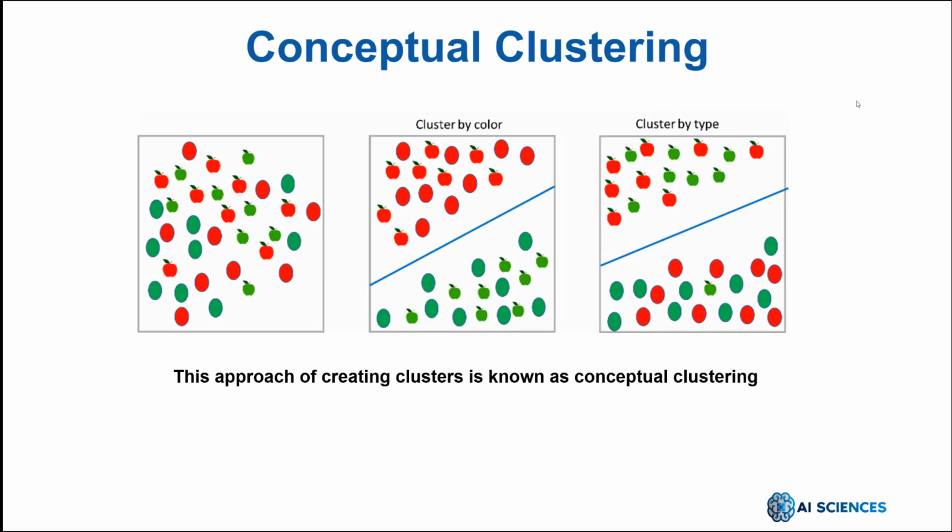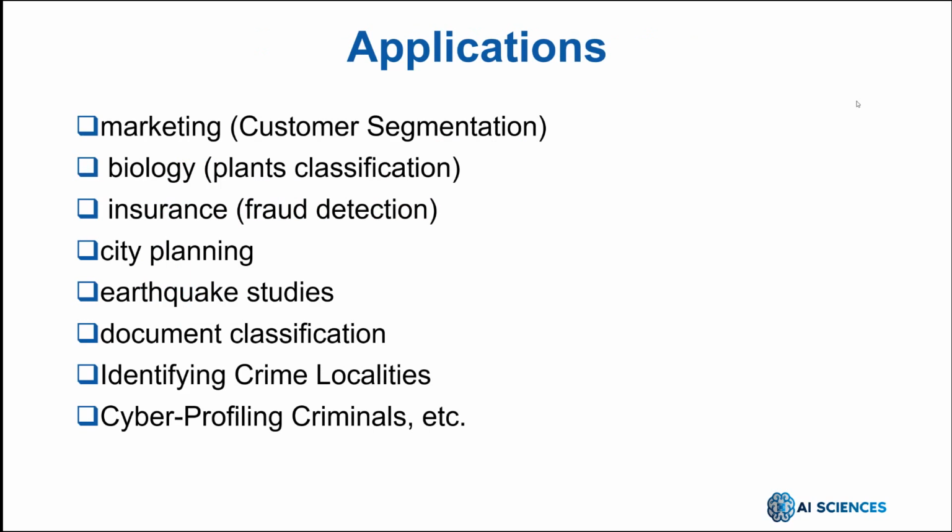Clustering algorithms can be applied in many industries. Marketing, like finding groups of customers with similar behavior or customer segmentation. Biology, for plants classification. Insurance, fraud detection. City planning, earthquake studies, document classification, identifying crime localities, cyber profiling criminals, etc.